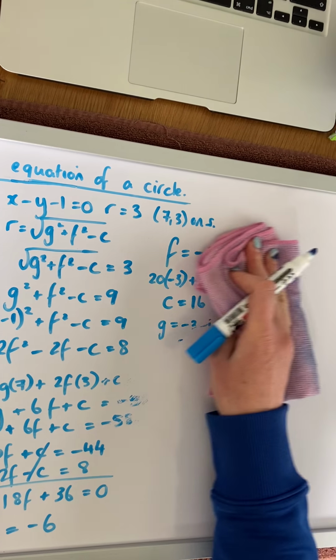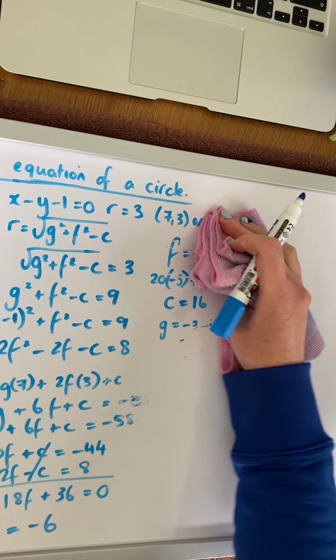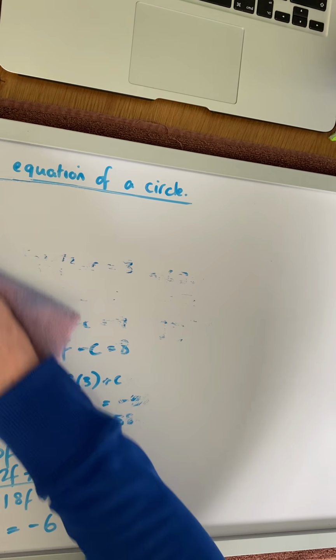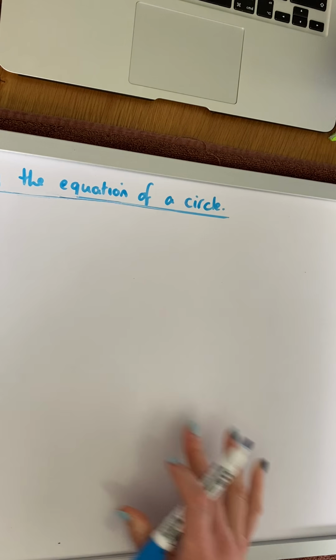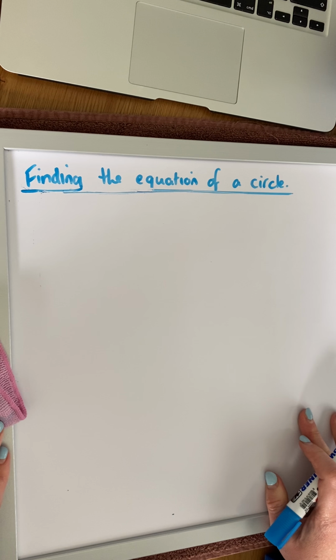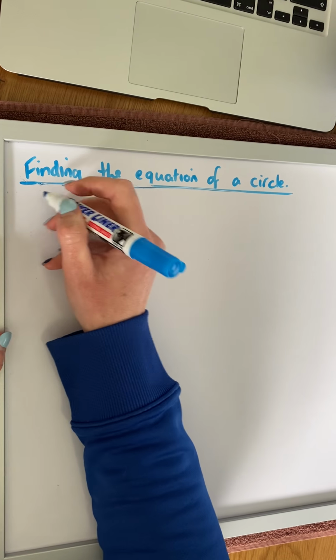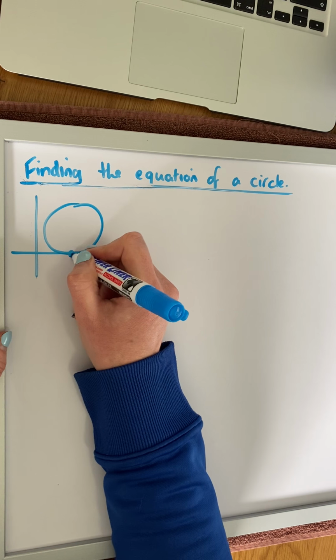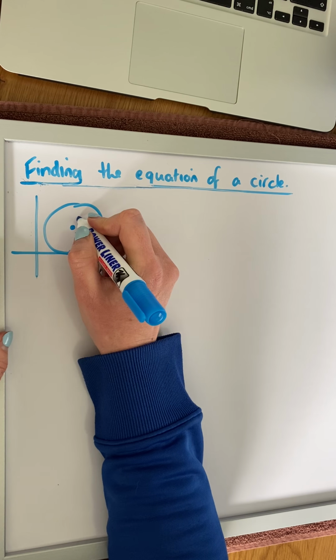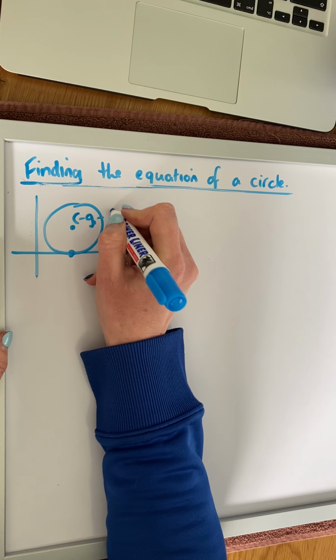Final scenario I want to look at is when a circle touches a line, so when we're given information about a tangent. Now, again, a couple of scenarios to watch out for. Where the tangent is the x-axis, remember our center of our circle is (-g, -f).